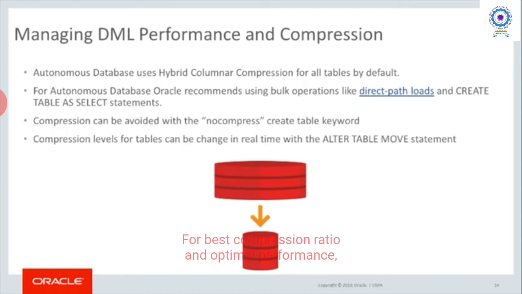For best compression ratio and optimal performance, Oracle recommends using bulk operations like direct path loads and create table select statements. But if your workload requires frequent DML operations like update and merge on large parts of a table, you can create those tables as uncompressed tables to achieve better DML performance.